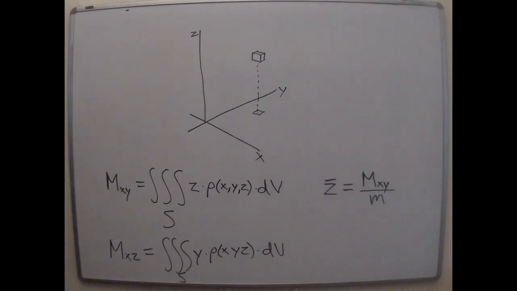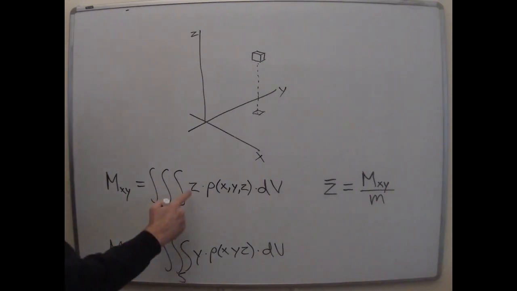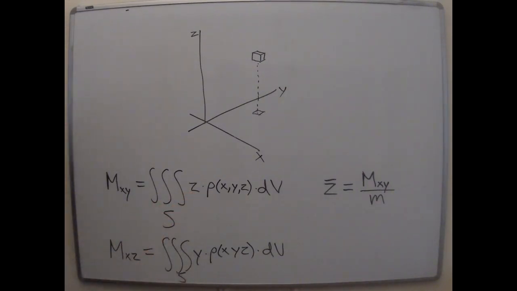So you'll notice now that the pattern becomes a little more clear, actually. The variable that's multiplied on the inside is the one that you don't see amongst the subscripts. That's why there was that backwardness in the moment about x, we integrated y, etc.